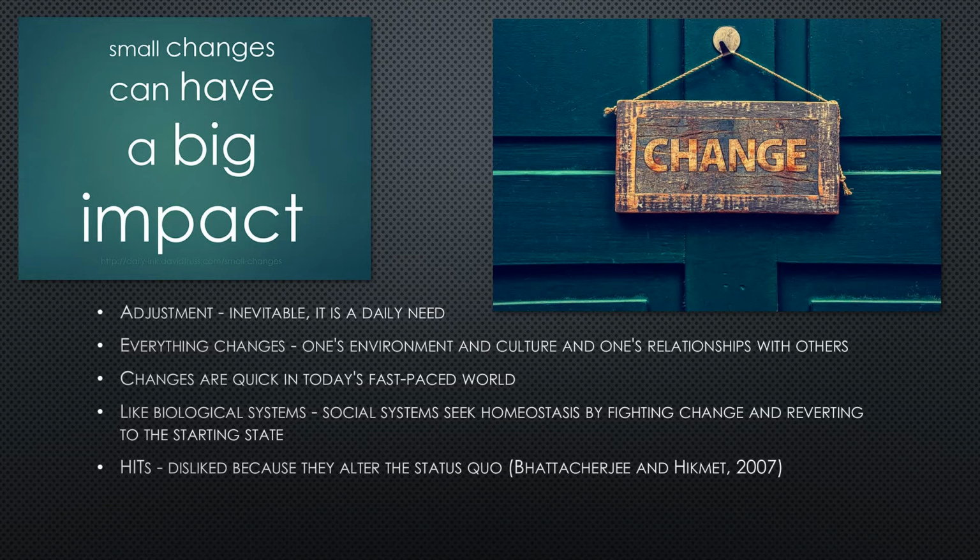But Tacherji and Hikmet argue that, much like biological systems, social systems seek to preserve homeostasis by opposing alteration and turning back to the initial condition. The authors argue that the hostility to HIT is not so much directed at any one HIT in particular as it is at the disruption of the status quo that HIT generates.